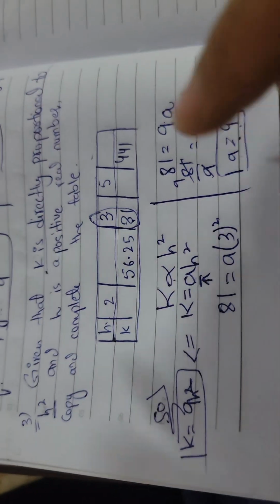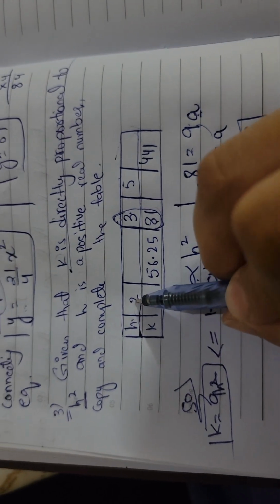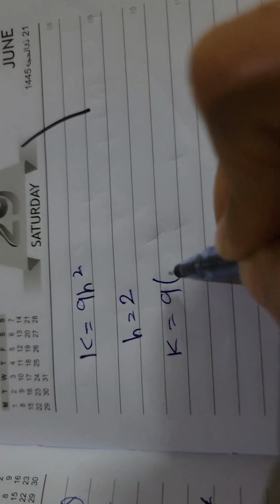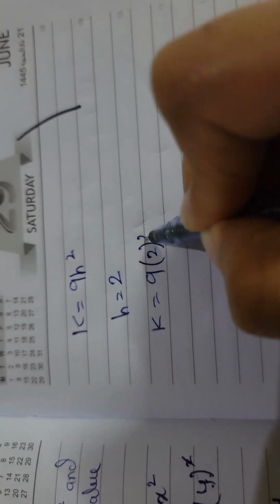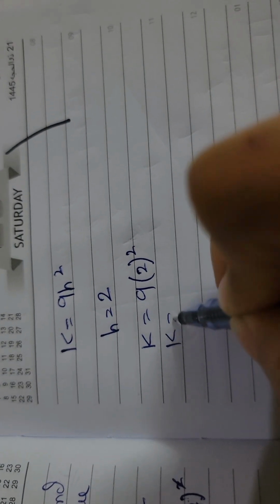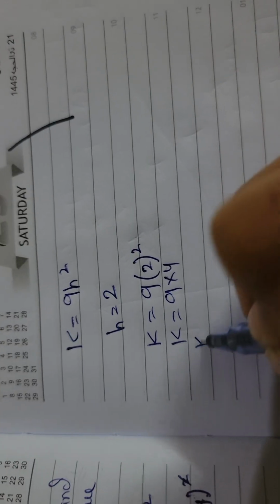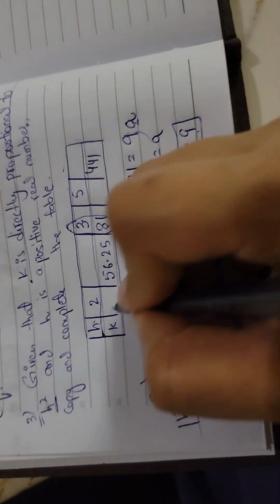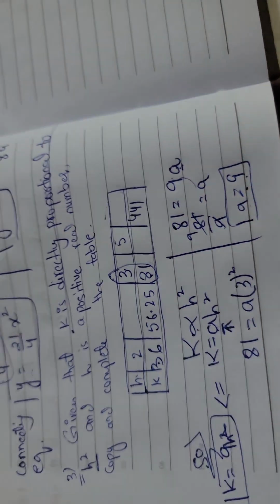From the table you can observe that h is equals to 2. So what will be the value of k over here? So h is equals to 2. Let's see, k is equals to 9 into 2 square. 2 2s are 4, so k is equals to 9 into 4, and k is equals to 36. The first value over here will come as 36.